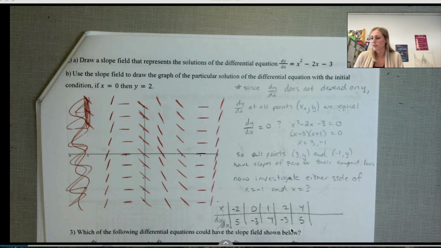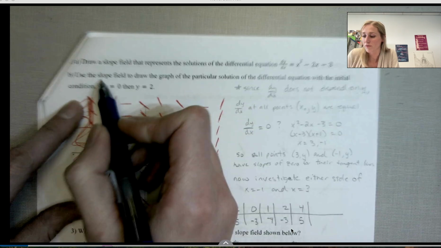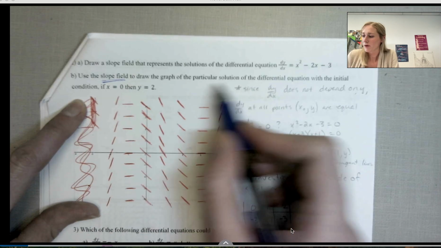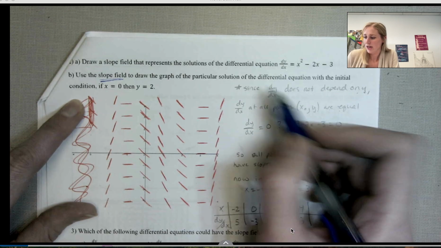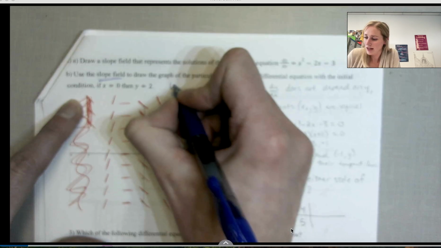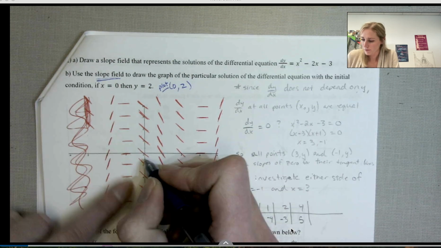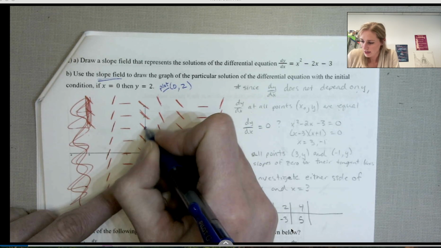So this, again, represents the general solution. Now they want to use the slope field to draw a particular solution. Okay, so my particular solution is when x is 0 and y is 2. So I'm going to plot the point 0, 2, right there.